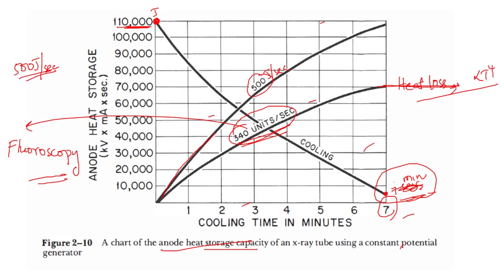So for cooling the system, we need to allow the X-ray tube to dissipate heat and cool down, so that the X-ray tube will not break down. So this is about the anode storage capacity and tube rating charts.